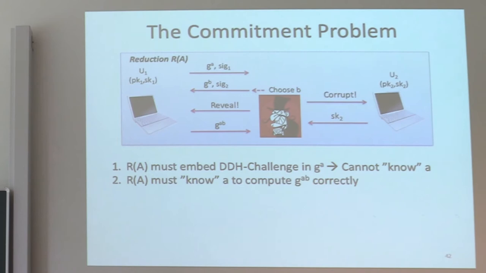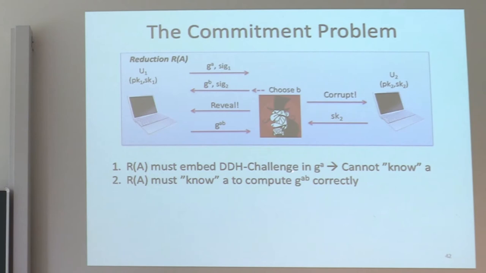But the second case, which might also happen in the security experiment, is that the reduction outputs this tuple here. The adversary now corrupts the other user, gets back the signature key, and then it chooses the exponent b itself, signs it using the signature key that it has just obtained, and then asks reveal. And this basically forces the reduction to output the correct secret key down here, and it can only do so by knowing this exponent a. Okay? So in this world, the reduction must know the exponent.